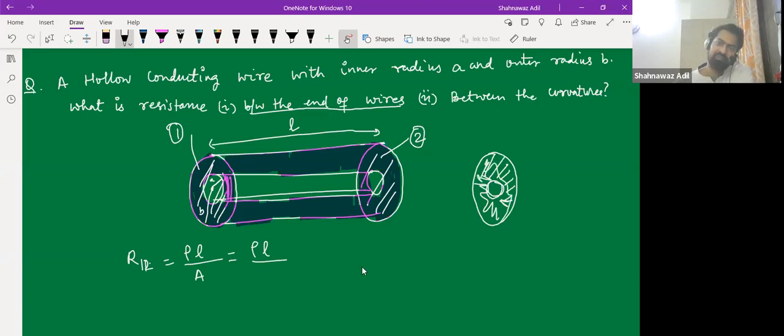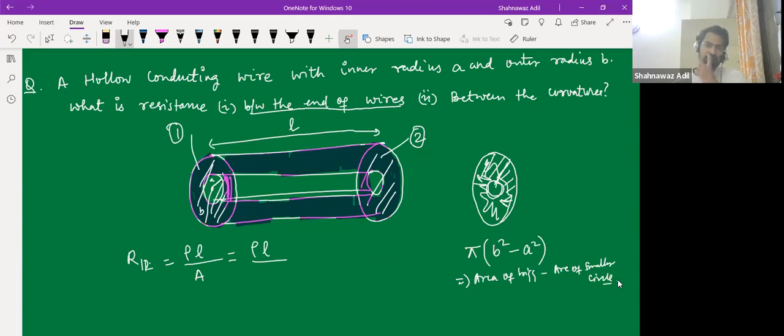What would be the area? This part is pi a square, maybe. So pi, and this is b square minus a square, right? So area of bigger circle minus area of smaller circle, right? Clear? Is this clear?